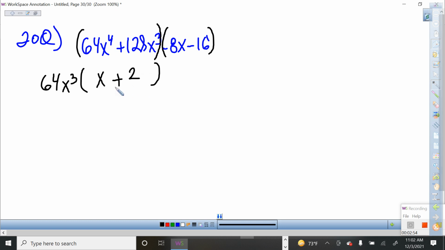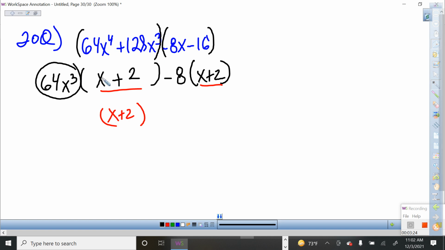So, by looking at it, what is the GCF for these two right here? Negative 8. We're left with x plus 2. So what's the same here and here? x plus 2. And what do we have left? Well, we have the 64x cubed minus 8.